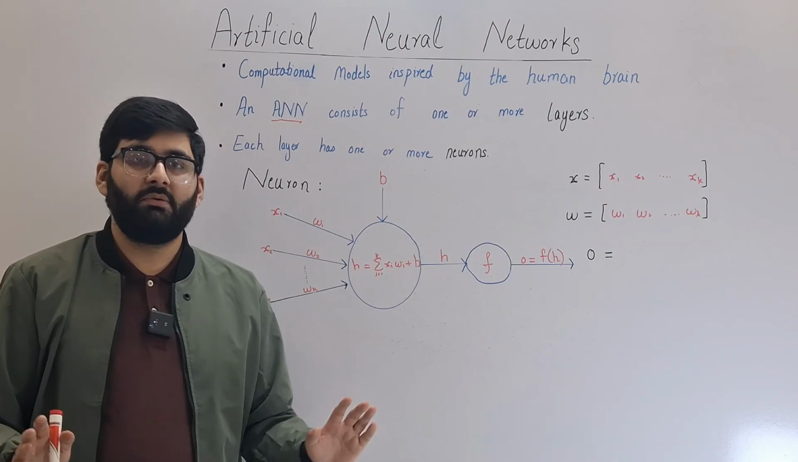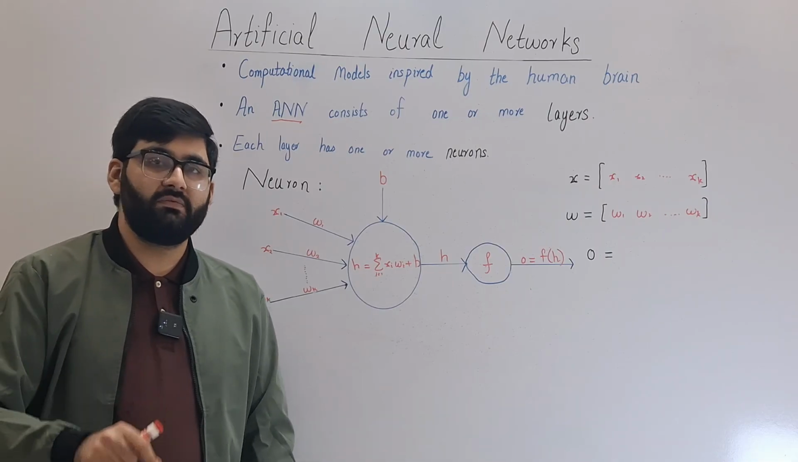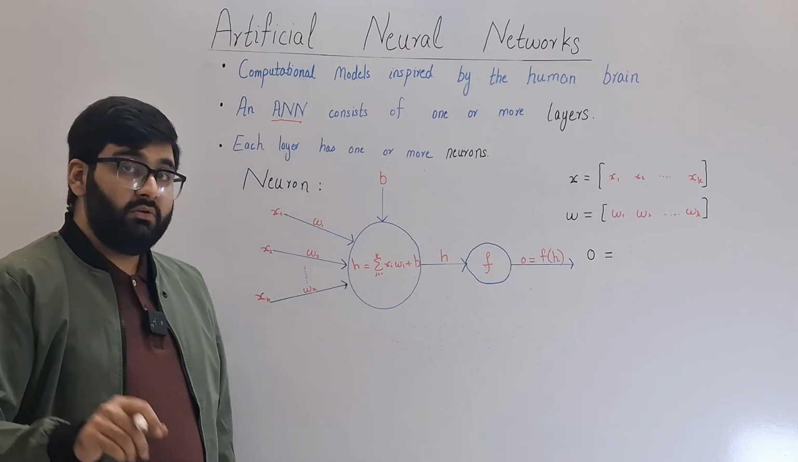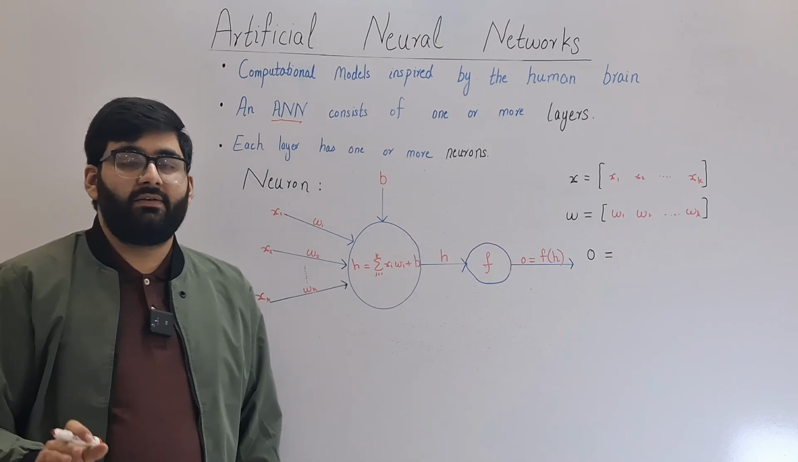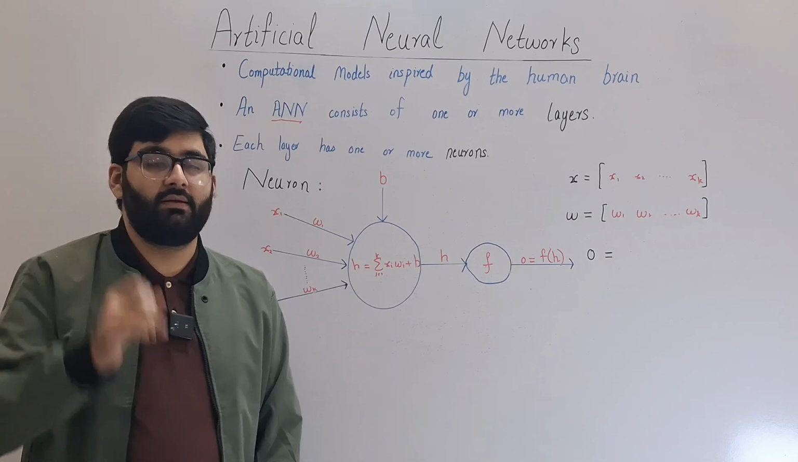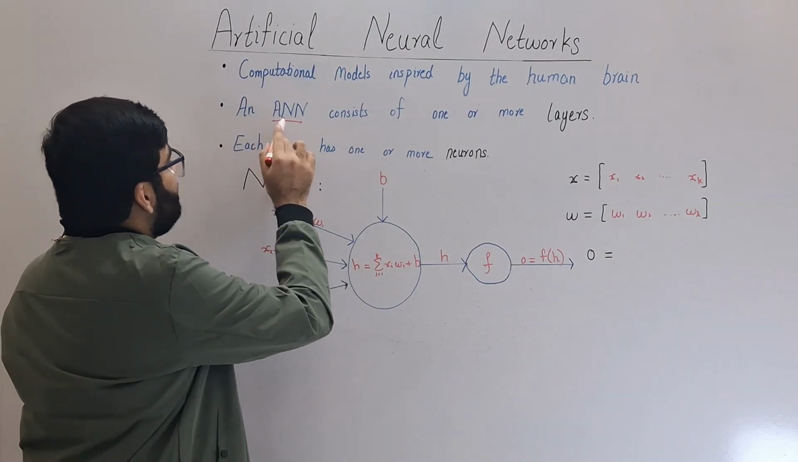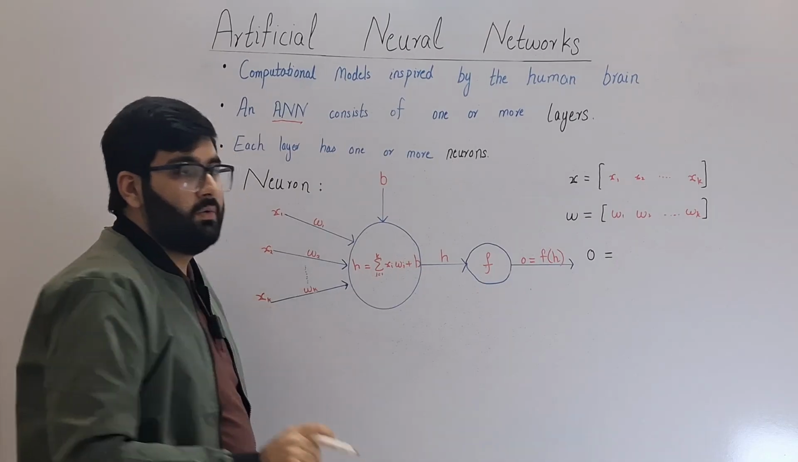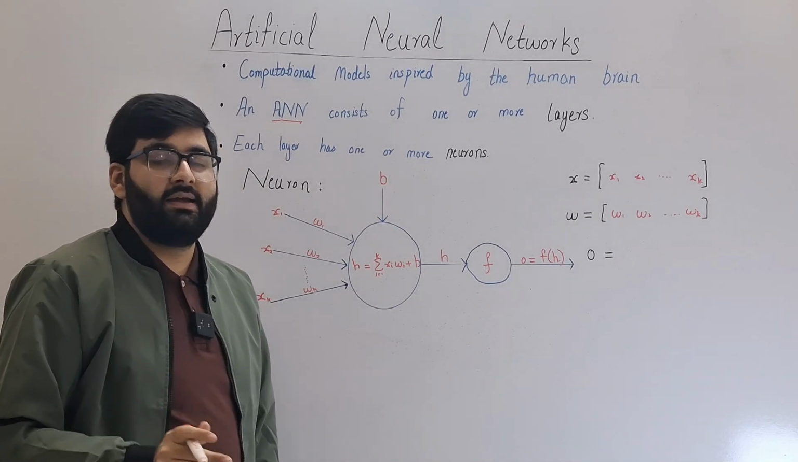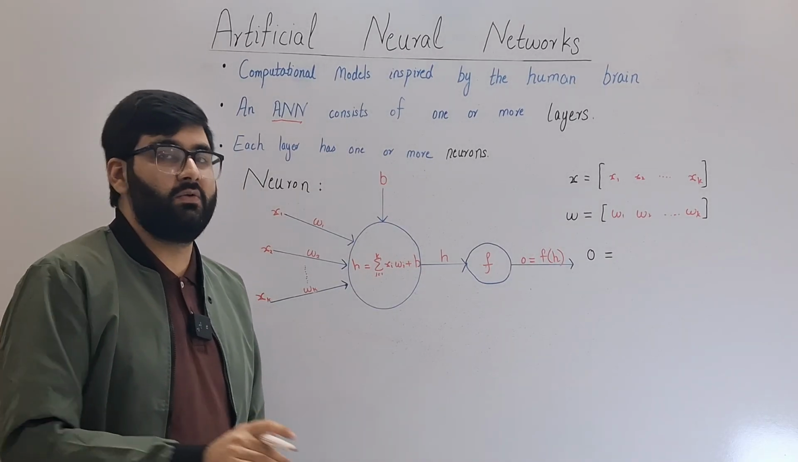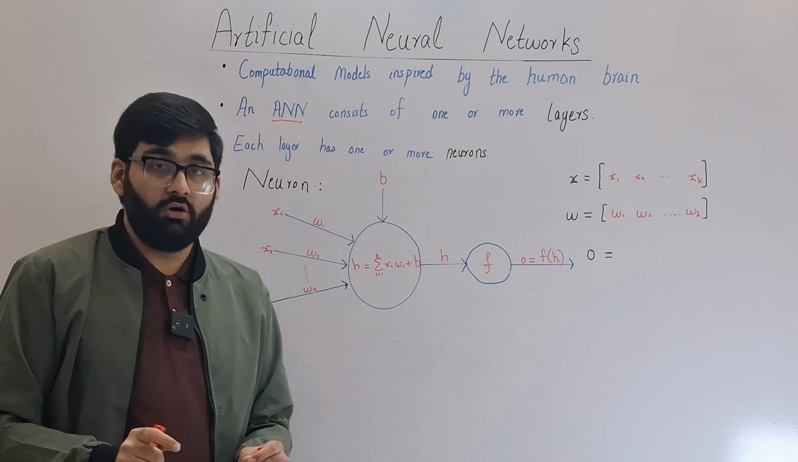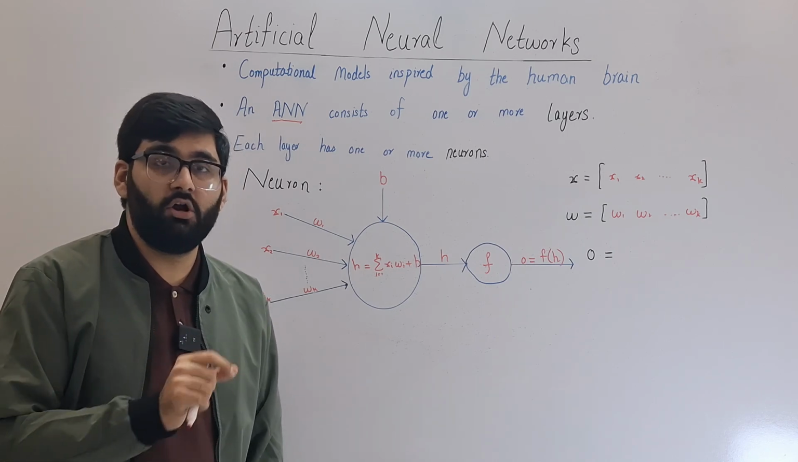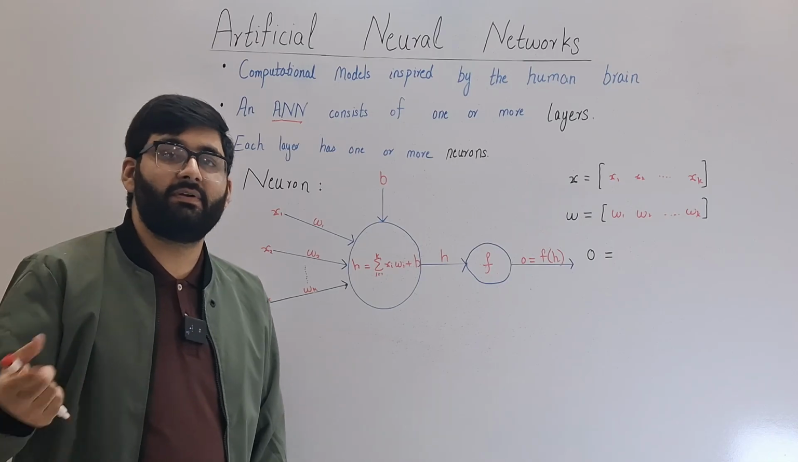Deep learning is all about neural networks, and the topic of this lecture is artificial neural networks. Artificial neural networks are computational models inspired by the human brain. An ANN, or an artificial neural network, consists of one or more layers. Each layer consists of one or more neurons. The neuron, or the artificial neuron, is the fundamental unit or the building block of the artificial neural network.